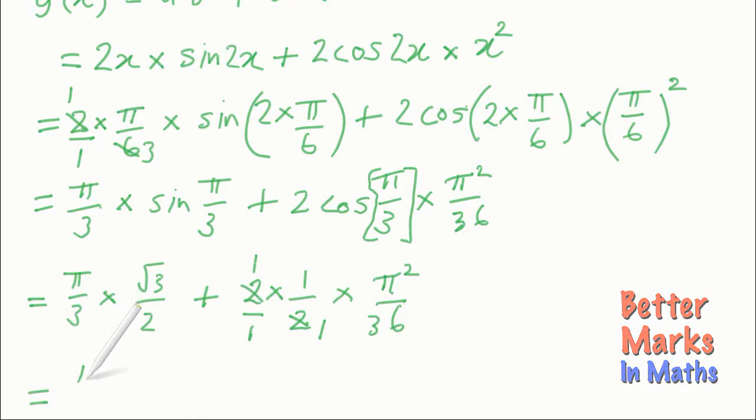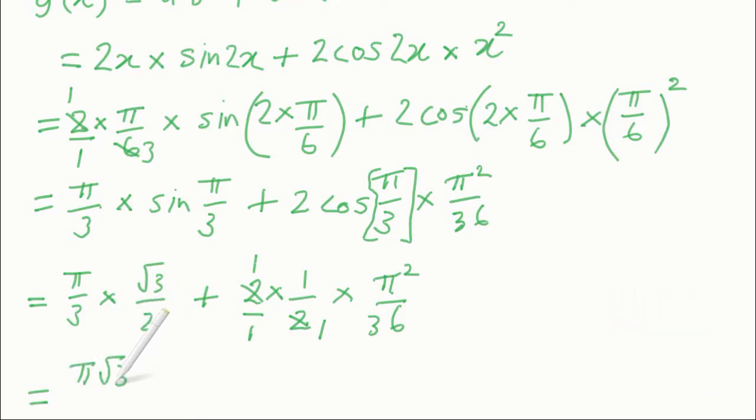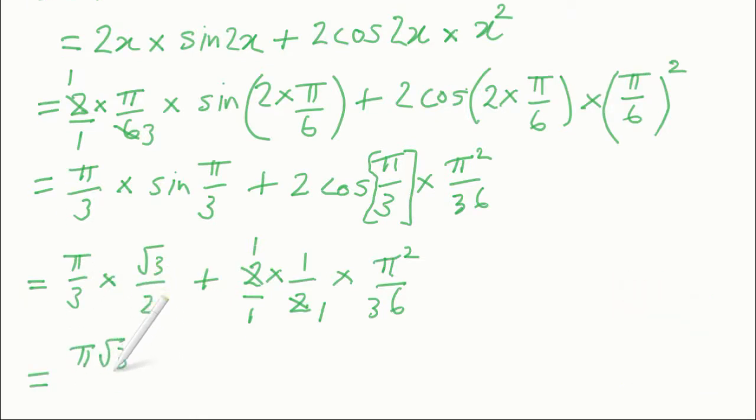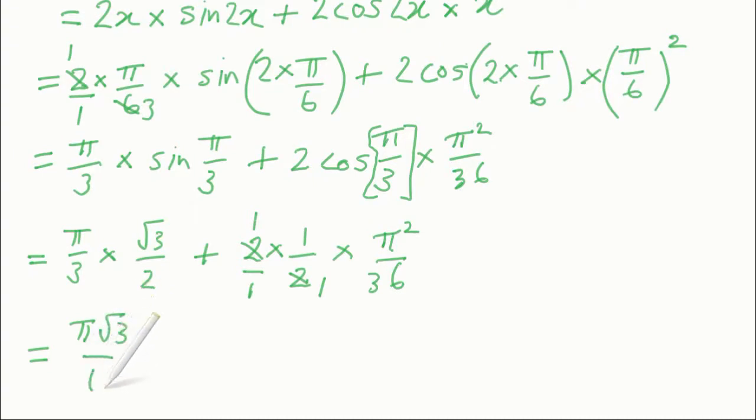So pi times root 3 is just pi root 3, and on the bottom there you'll have 6, and then plus, and now 1 times pi squared is just pi squared, and on the bottom 1 times 1 times 36 is 36, and that's your final answer.